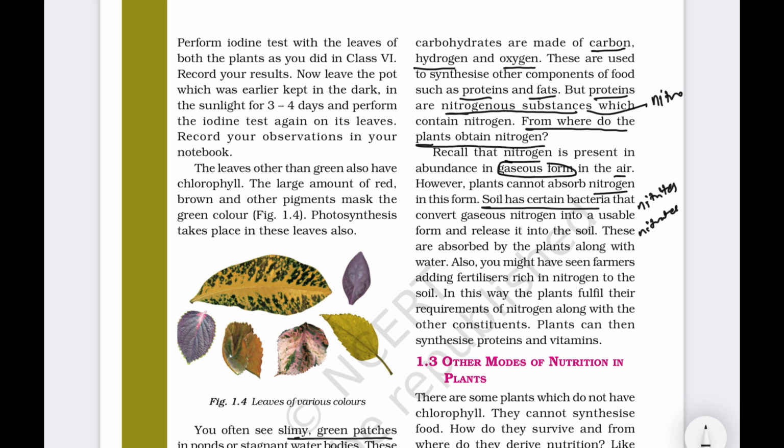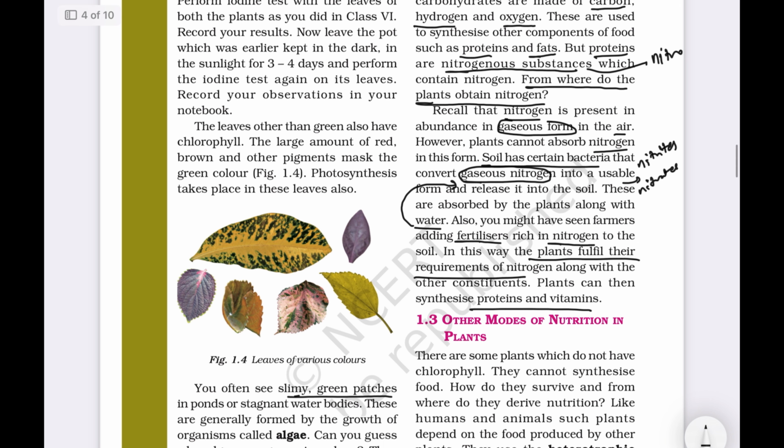Soil has certain bacteria that convert this gaseous nitrogen into a usable form, and then it is released into the soil. And we know plants absorb water, and along with water this nitrogen also gets absorbed. We have seen farmers adding fertilizers, and fertilizers are rich in nitrogen. So in this way plants fulfill their requirement of nitrogen, and then plants synthesize proteins and vitamins from it.